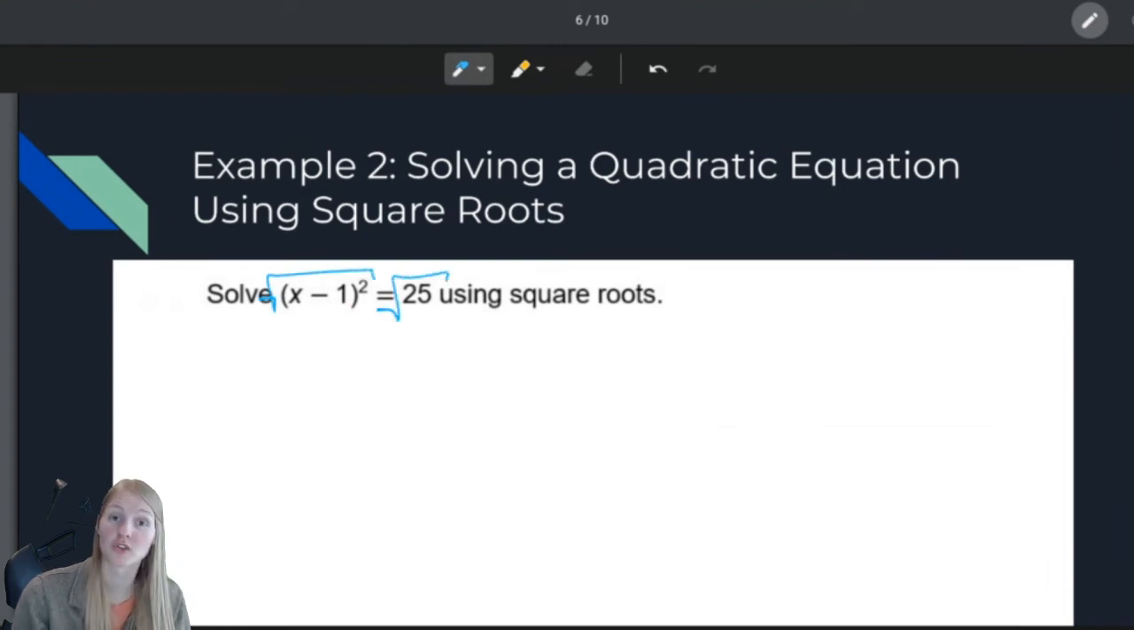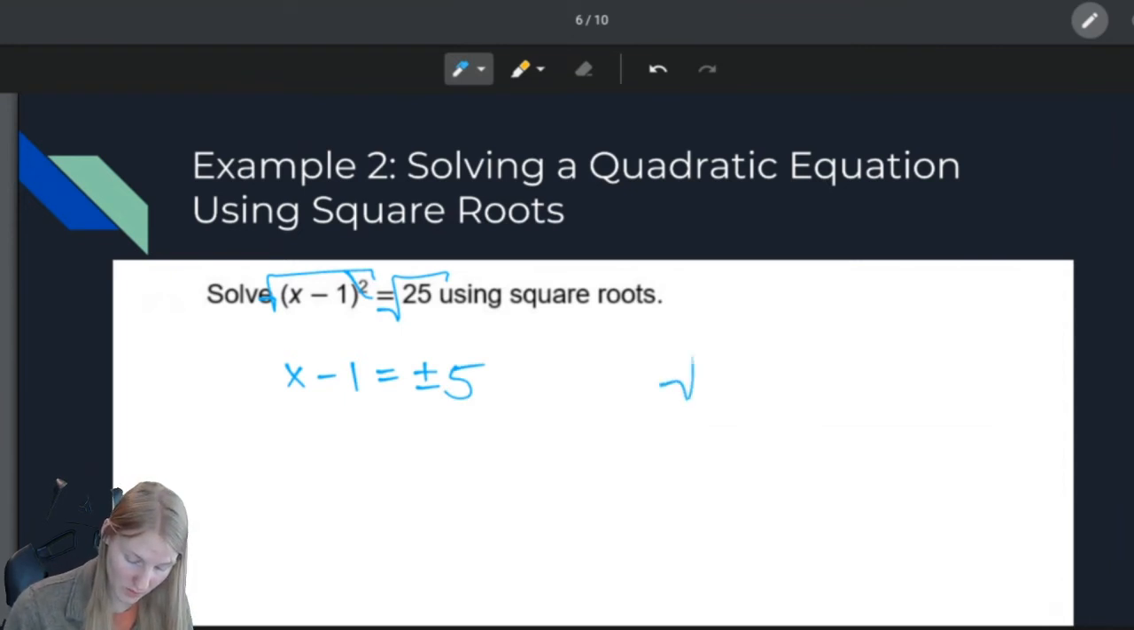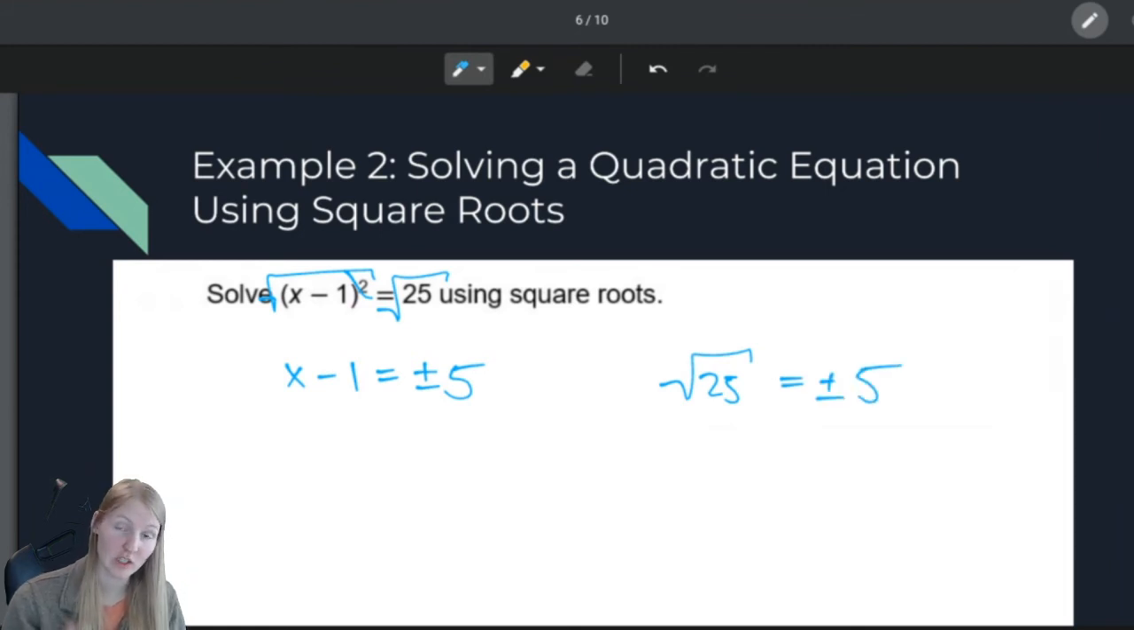Take the square root of both sides first. So this goes away. Now, we have x minus 1 equals positive or negative 5, because remember the square root of 25 is positive or negative 5. So this is what we get for our next step.